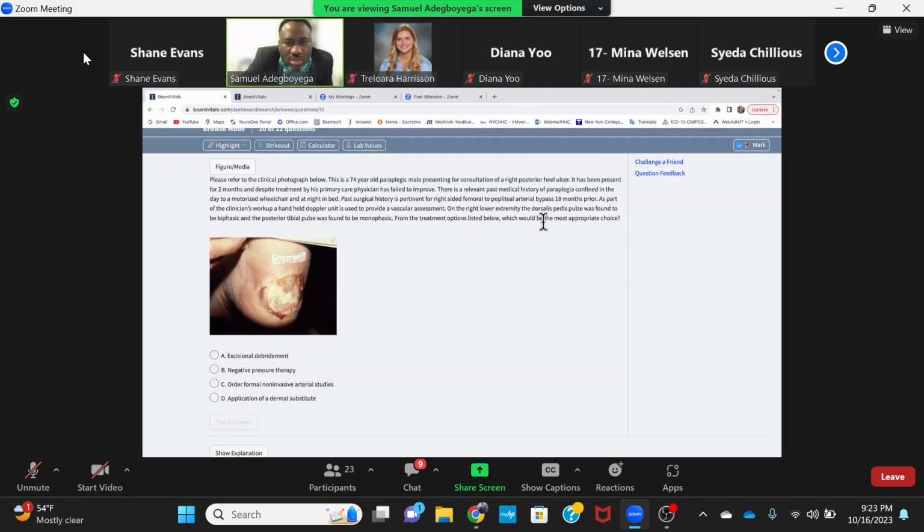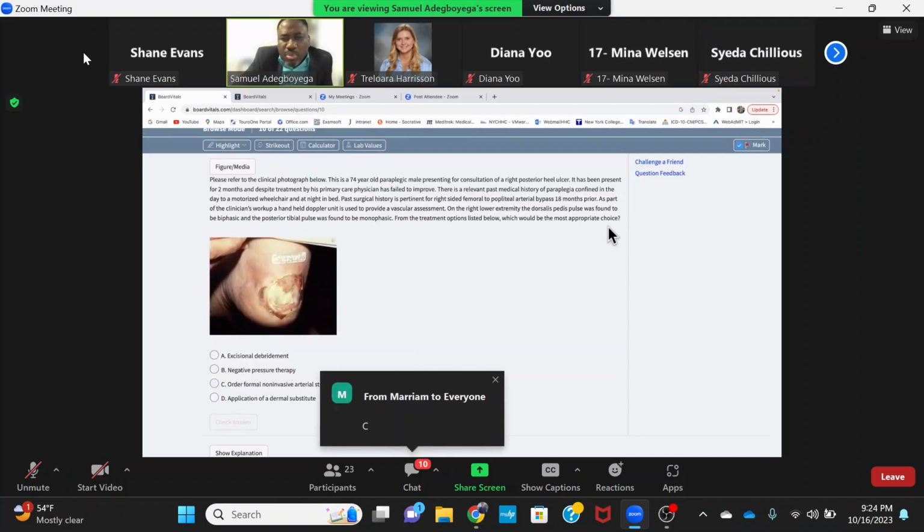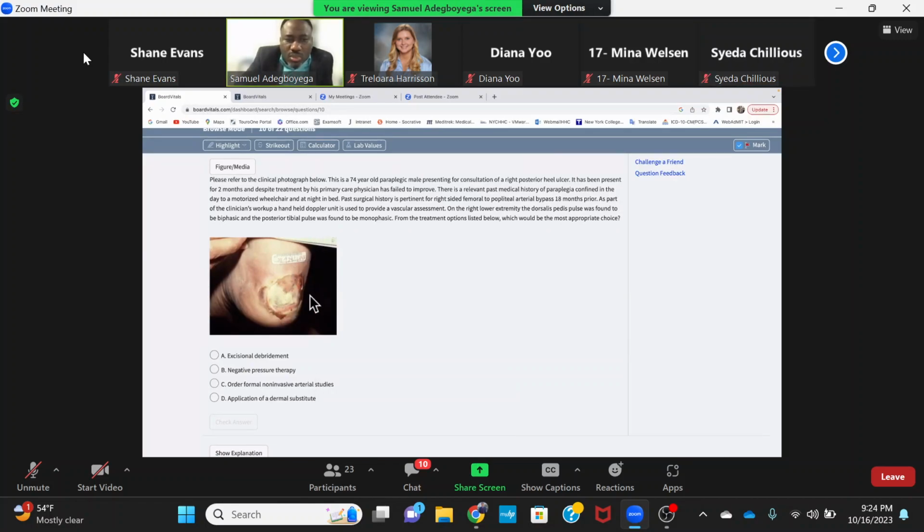On the right lower extremity, for this heel wound, the dorsalis pedis pulse was found to be biphasic, and the PT was found to be monophasic. Good or bad? Bad, right? From the treatment options listed below, which would be the most appropriate choice? Should I go in and do excisional debridement? No. You remember I was talking about the angiosomes, right? What are the two vessels that supply this area? PT and peroneal. And this is telling you the PT is monophasic.